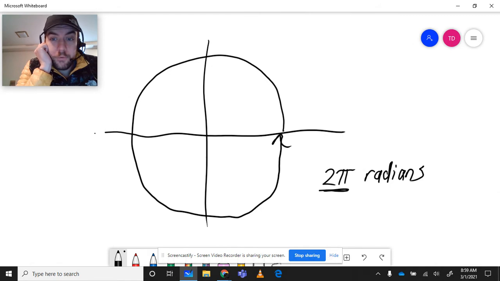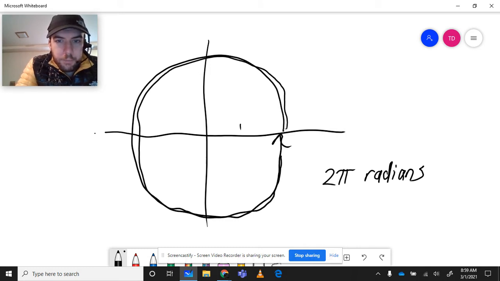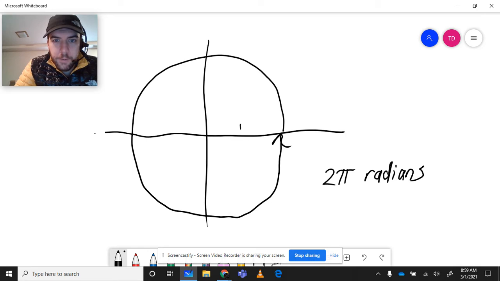Okay, now first of all, this is based off the idea that this circle that we're drawing right now has a radius of 1. So it has a circumference of 2 pi r, so 2 pi times 1. Its circumference is 2 pi, and the angles are going to be based off that as well. So what we have here is 2 pi radians.